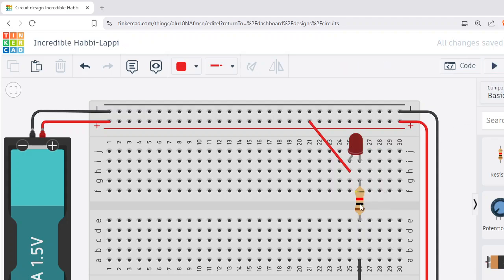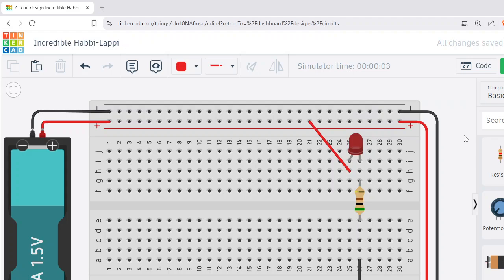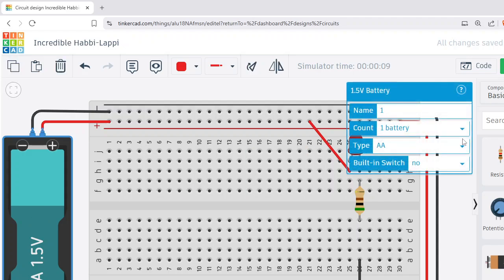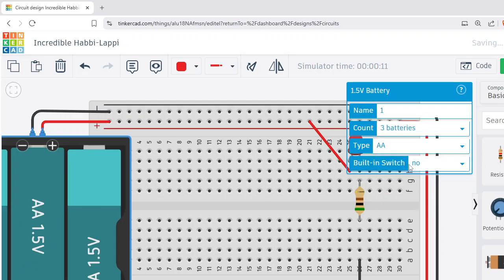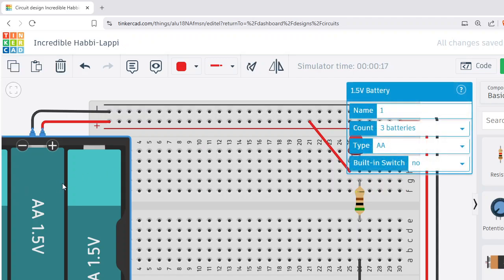So let me decrease the resistance here. Let me make it 500 ohm, which is half a kilo ohm. And I'll start the simulation. It goes a little more bright. Okay, it is not getting much brighter. This poor cell is only 1.5 volts. So shall we increase the number of batteries here? Number of batteries is 3, and you can see that it is going quite bright now.